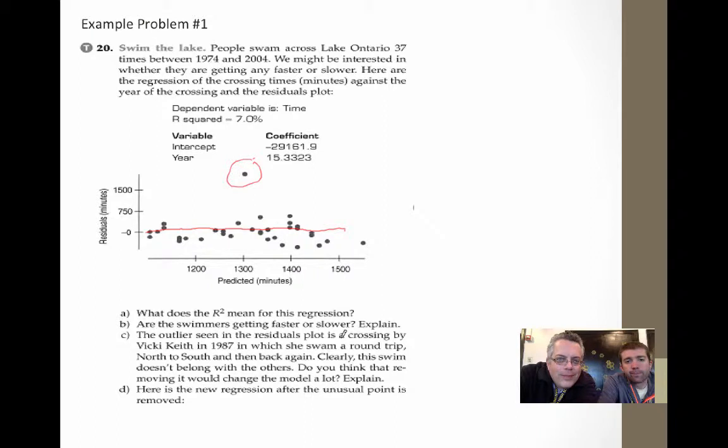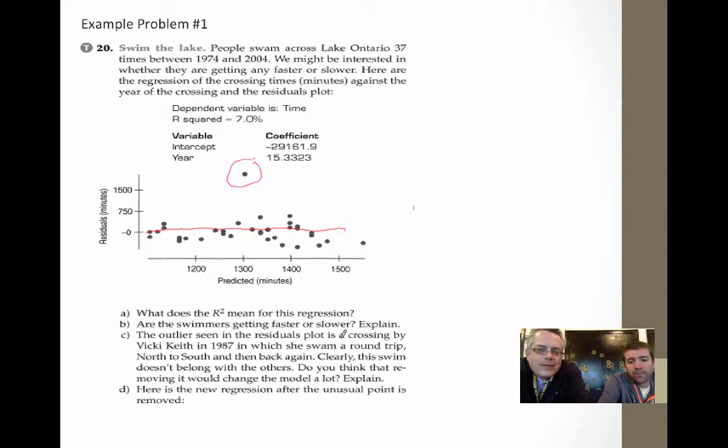I should read the problem. Year. Thank you. I was getting in trouble. You know why? Because this is a residual plot, and that's not the X value there. I'm like, wait a minute. Yeah, so 7% of the variation in time in minutes can be explained by the year, which is not a whole lot of explanation. No. Okay. Not at all.